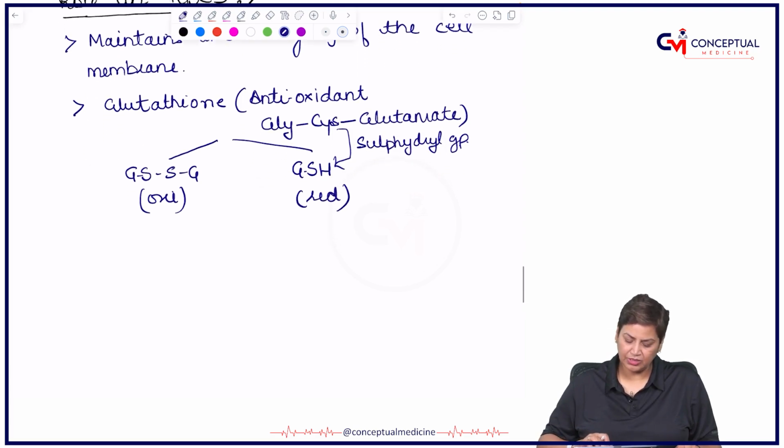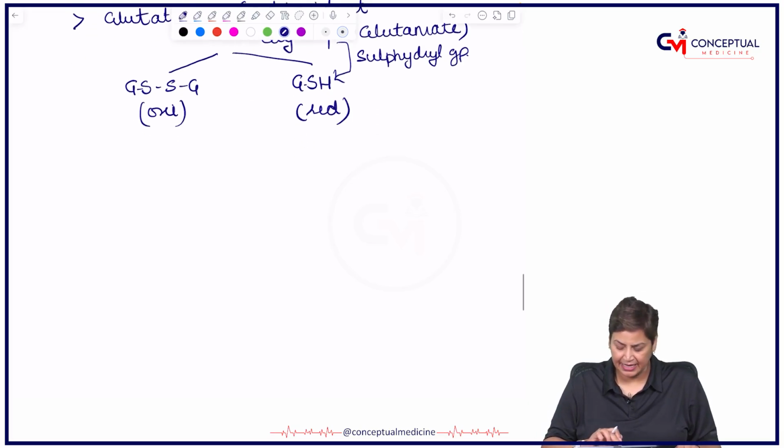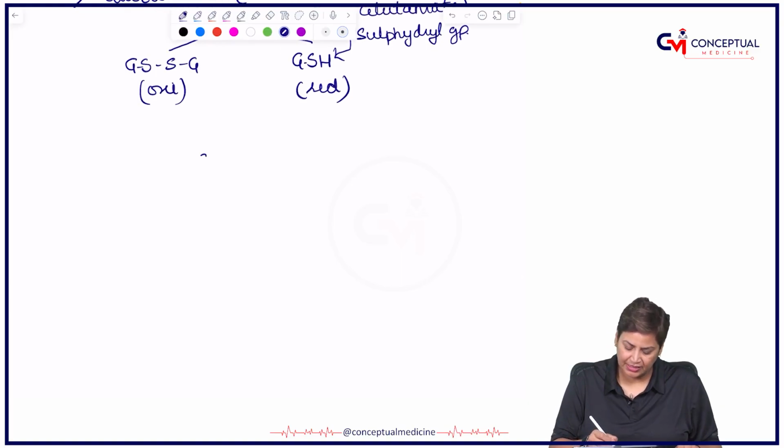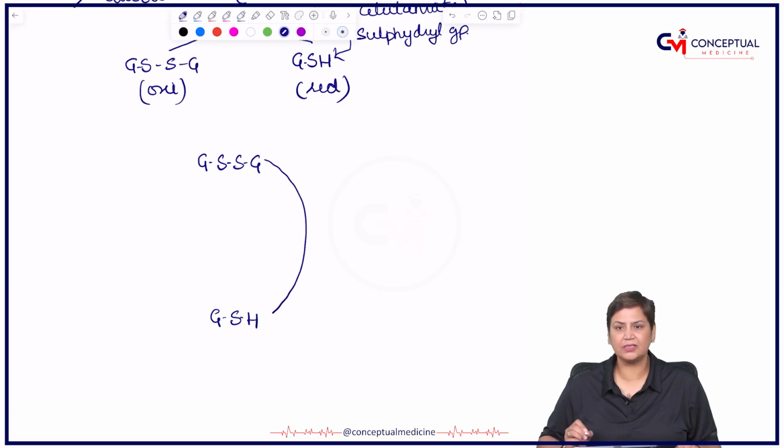Right. Now see what is happening. It is occurring in 2 forms. To convert this oxidized to reduced, you can see hydrogen is coming. This hydrogen is actually provided from NADPH. So there is a complete cycle which is going on. So this is the oxidized form, GSSG. This is the reduced form, GSH. So this is being converted into this. Simple reaction is there, reduction.